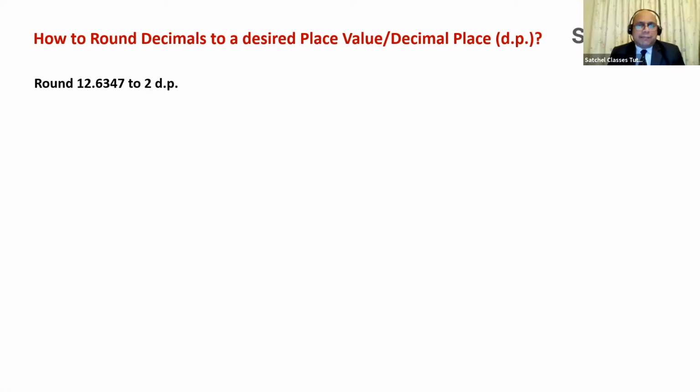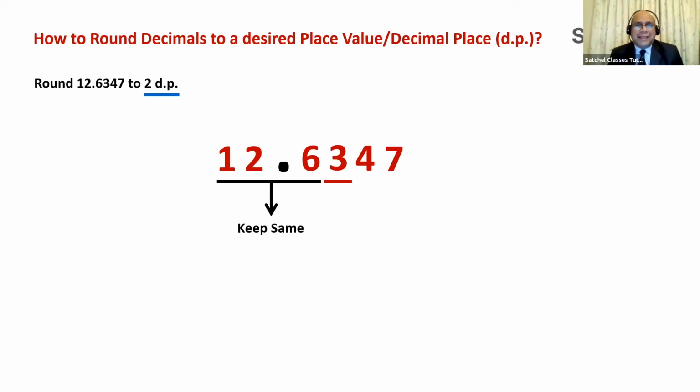First, we'll write the same number as it is, 12.6347. We need the second decimal place. The second decimal place is 3 because it's the second digit to the right of the decimal, right? So let's underline 3. Now, the first part of the rule is the same as the one we learned before for integers. The digits preceding that underlined digit, including the decimal, you put them as they are. So 12.6 goes in as it is.